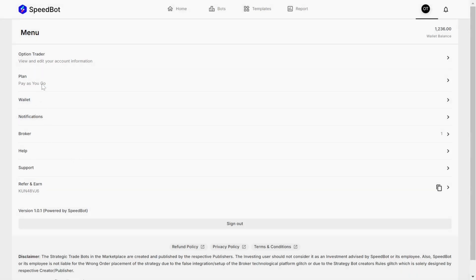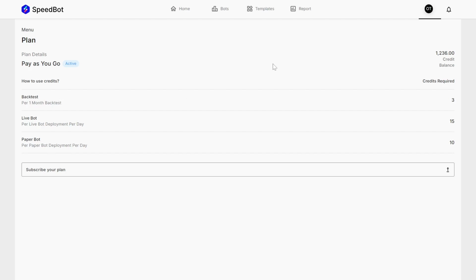If you can see the plans, so over here for the pay as you go plan, you need to add credits in your wallet. So 1 credit equals 1 rupee. So over here for every backtest that you do, you need to have 3 rupees. That is 3 credits would be deducted. For live deployment, it would be 15 rupees per day, per deployment, mind you. And for PaperBot, it would be 10 rupees. That is 10 credits. So this was for the pay-as-you-go plan.